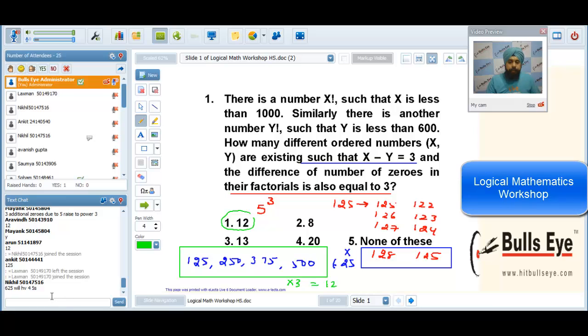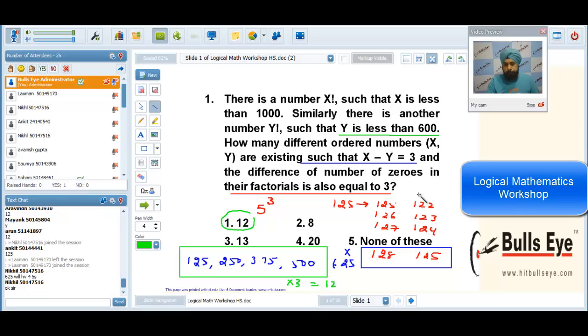Nikhil, it will definitely have 4 zeros, but this is beyond our range. Dear, I think you should be clear about this, that y is less than 600. So we will not count 625. You getting it, Nikhil? Okay, guys, so the answer to the question will become 12. Any doubt to anybody out there?